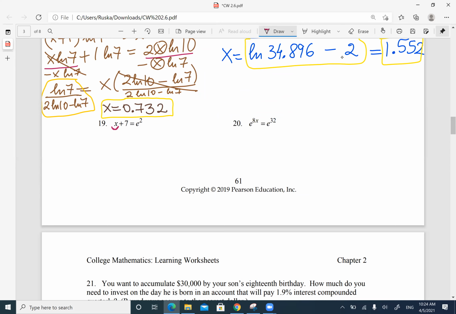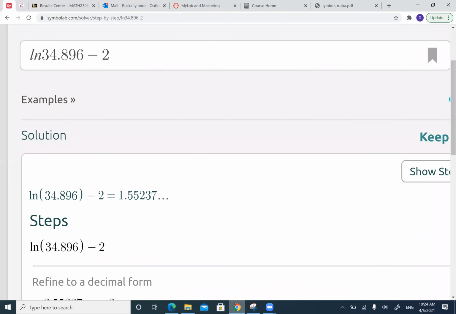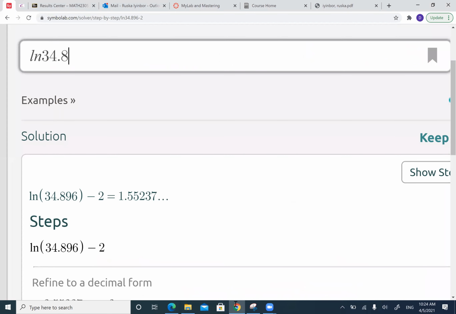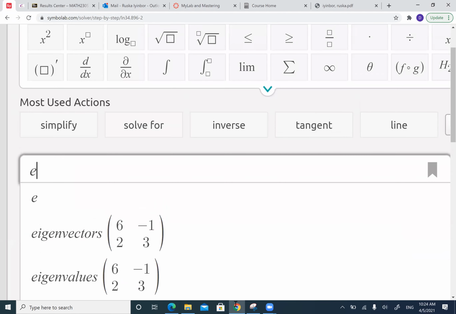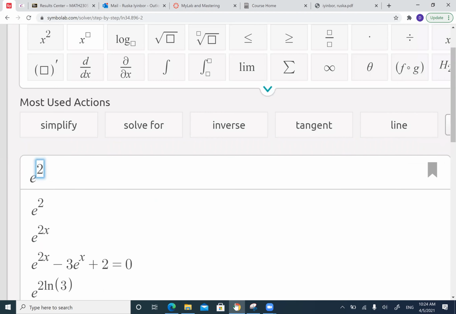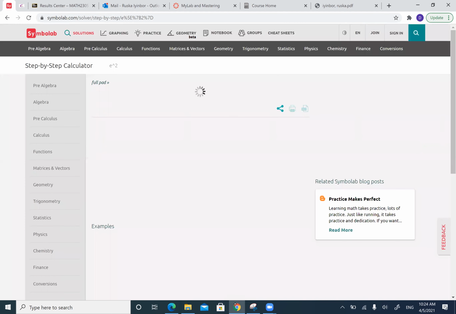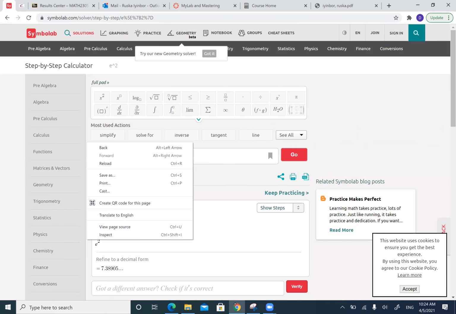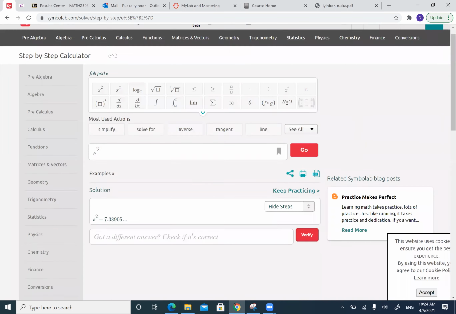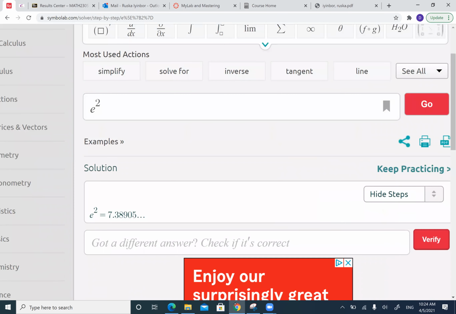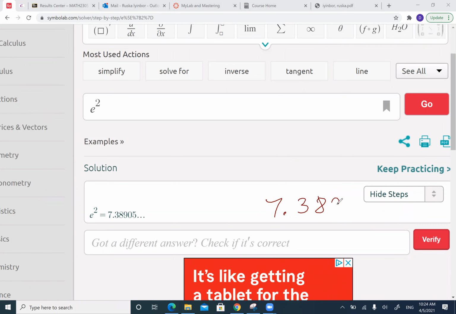Now, can you do e squared? Do you know what is e squared? You can plug it in the calculator. You just type e with exponent 2. And e squared is 7 point, see that? Okay, 7 point, I'm going to write it here. 389.